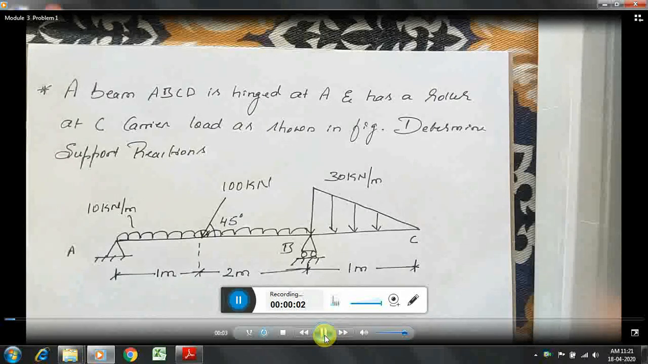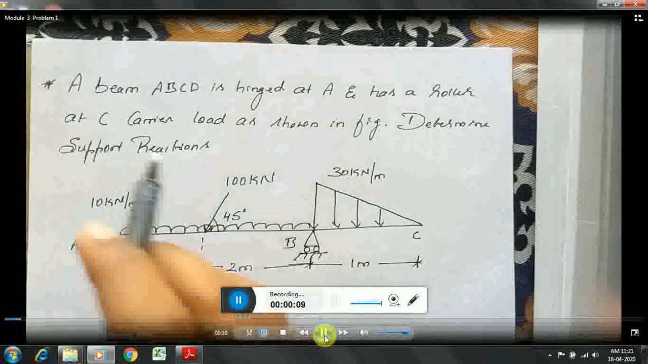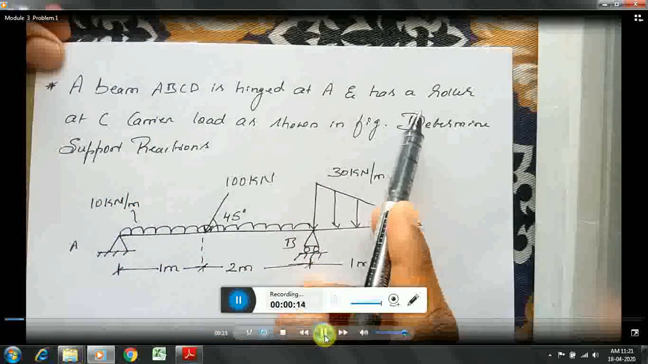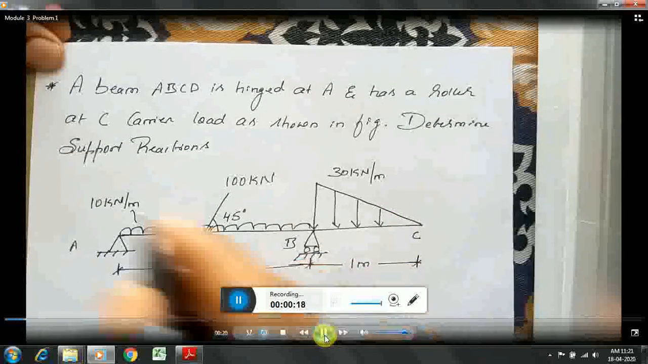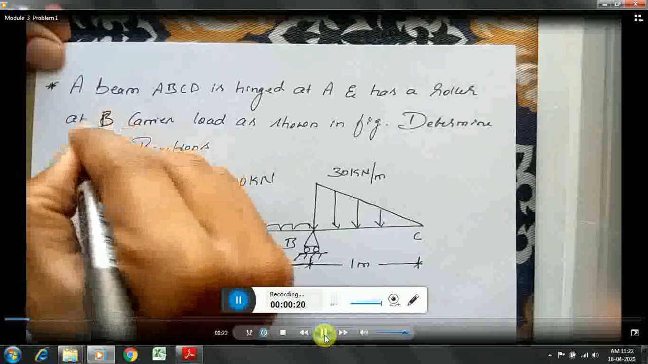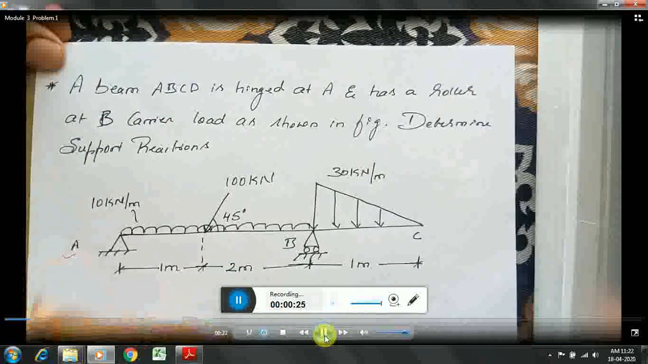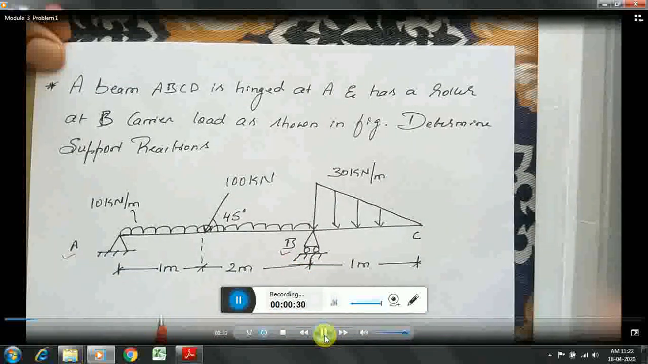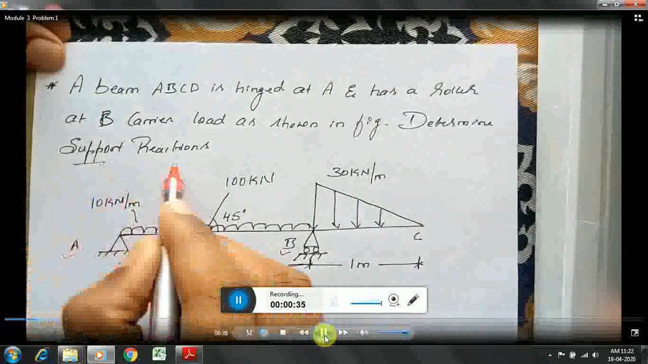I will explain how to get the solution for a single overhanging beam. A beam ABCD is hinged at A and has a roller support at point B. It has a hinge support at A, then a roller support at point B. For this beam, we have to determine the support reactions. That is the question.